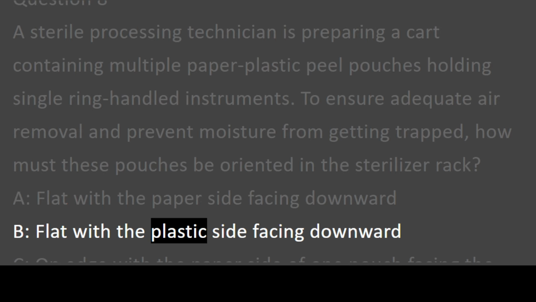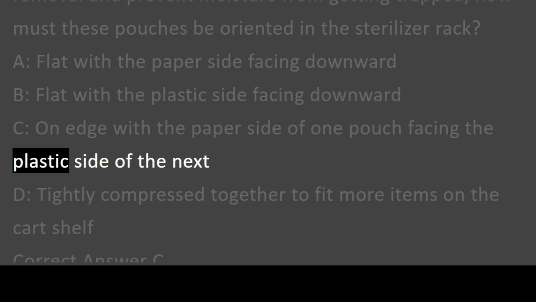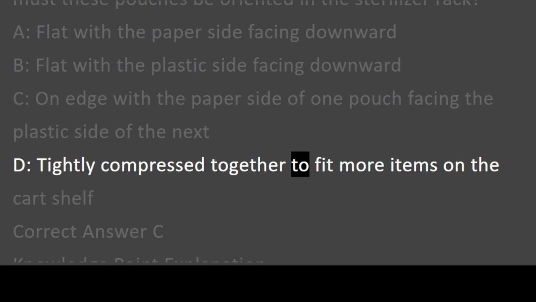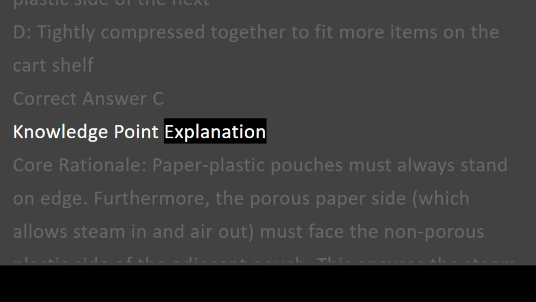B. Flat with the plastic side facing downward. C. On edge with the paper side of one pouch facing the plastic side of the next. D. Tightly compressed together to fit more items on the cart shelf. Correct answer C. Knowledge point explanation.